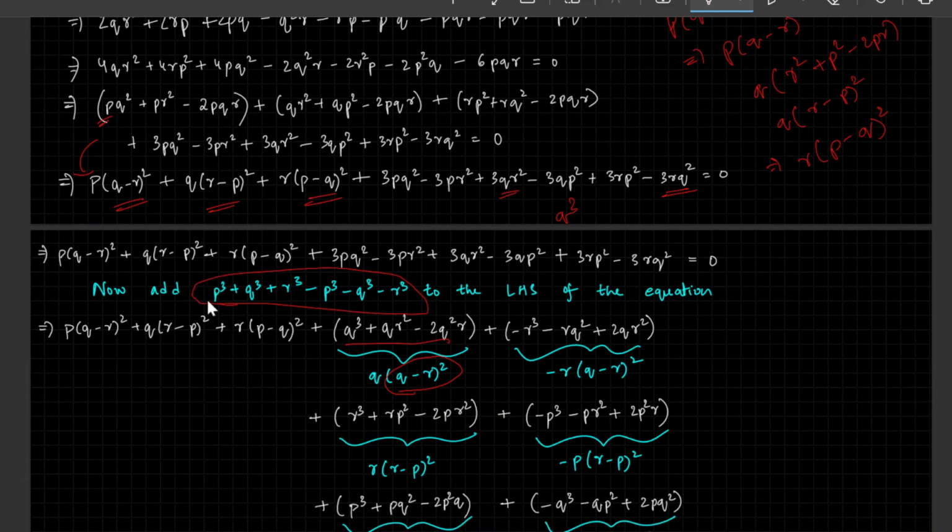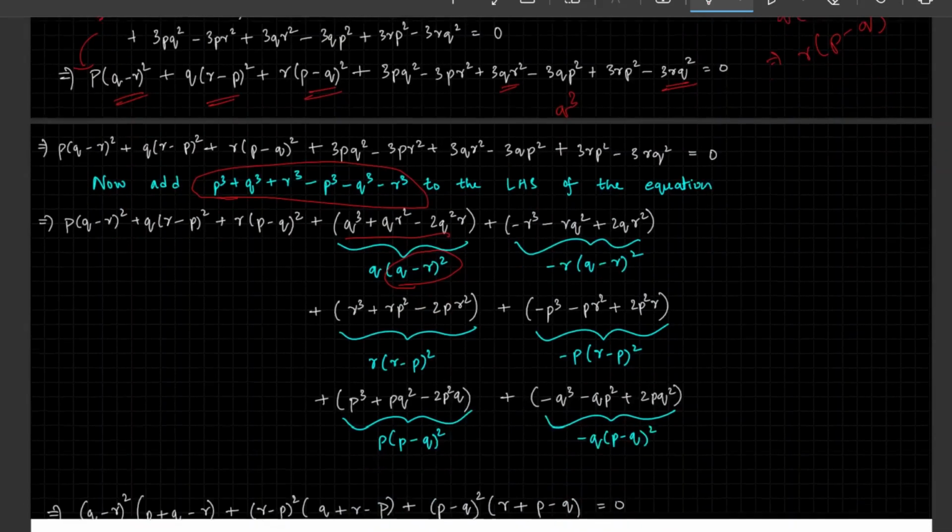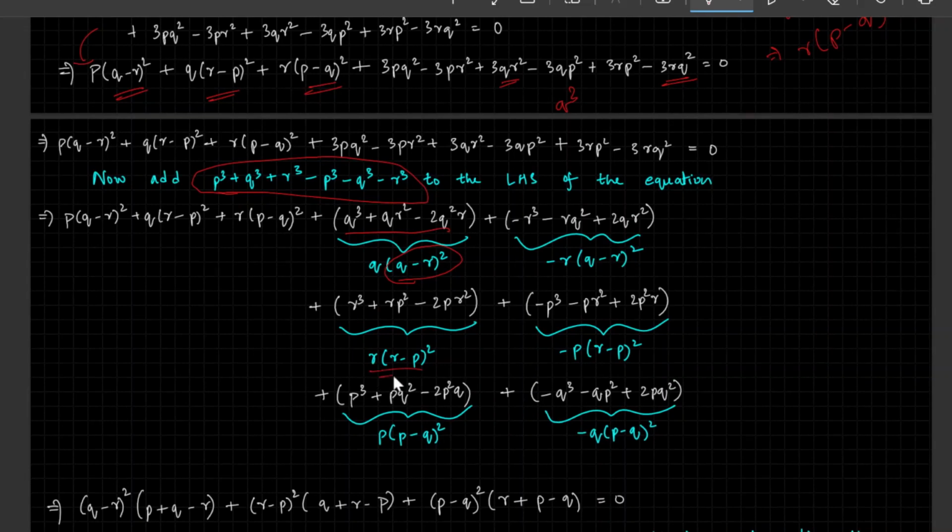This is a 0, right? This simplifies to 0. So that's the reason we have added. Similarly, you can just check it. We have r into (r minus p) whole square minus p into (r minus p) whole square, p into (p minus q) whole square minus q into (p minus q) whole square.